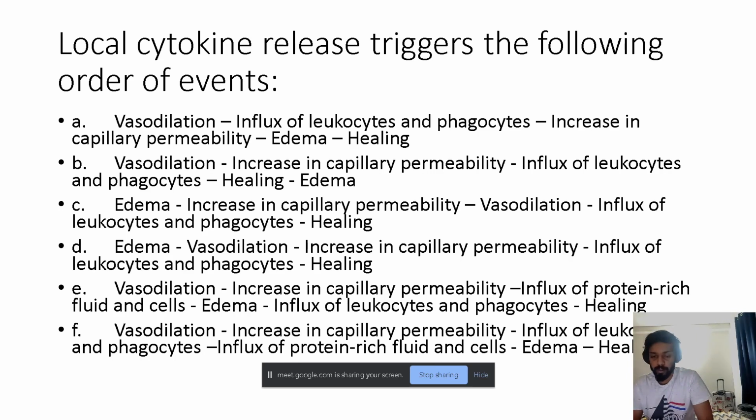Which of the two do you think comes first, vasodilation or edema? Edema is swelling. So for swelling to happen, there needs to be vasodilation and this influx of things coming into the tissue, right? So vasodilation should happen first. That rules out options C and D. Next, we are looking at whether increase in capillary permeability comes first, or influx of leukocytes and phagocytes comes first.